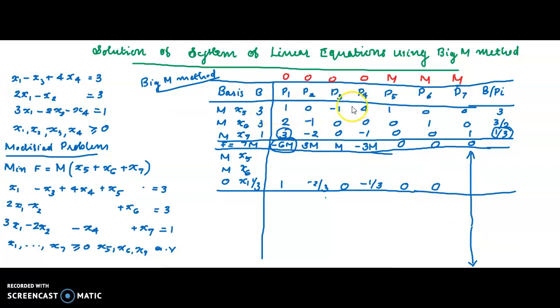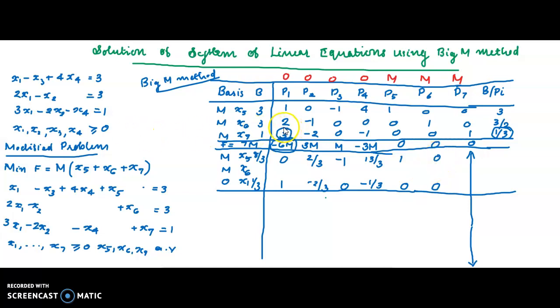Then we move to the first row. In the first row we see 1. It is enough to subtract the new row. R1 goes to R1 minus new R3. 3 minus 1 by 3. 3 into 3, 9 minus 1, 8 by 3. Then 1 minus 1, 0. 0 minus 2 by 3, that is minus 2 by 3. Minus 1 minus 0. 4 minus of minus 1 by 3, 4 plus 1 by 3. 4 into 3, 12 plus 1, 13 by 3. Then 1 minus 0, 0 minus 0.